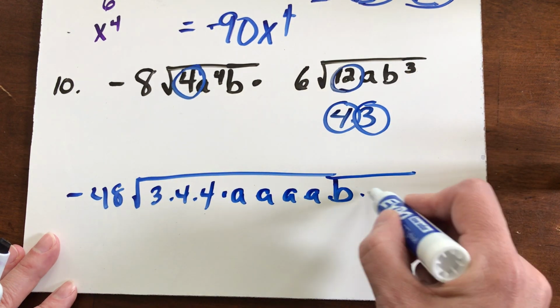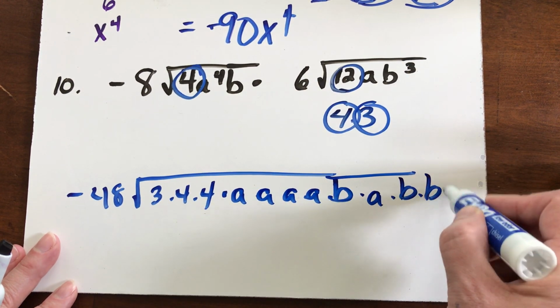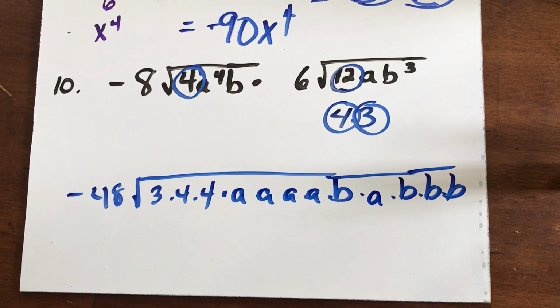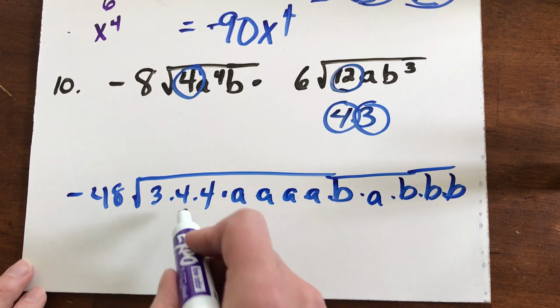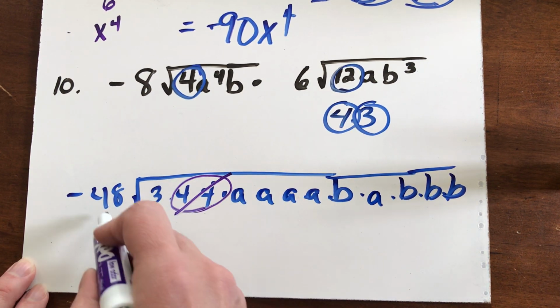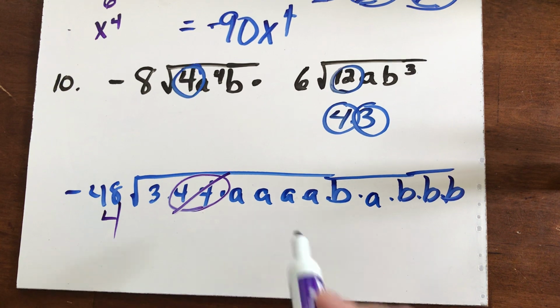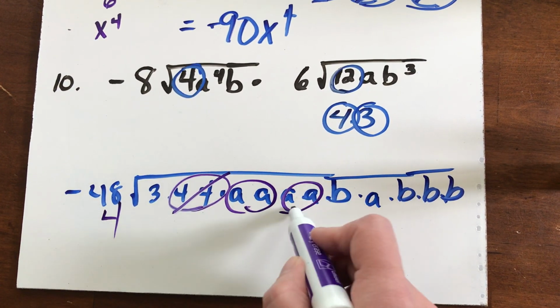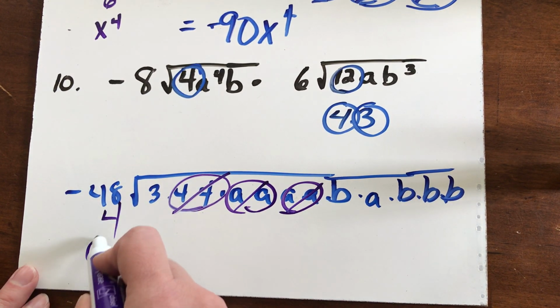I have 1 A and 3 B's. Just write everything out in extended form. Then just start circling away. Well, 4 times 4 is 16. The square root of 16 is 4. Let's see how many A pairs we have. We have 1, 2. So that's going to be A squared.